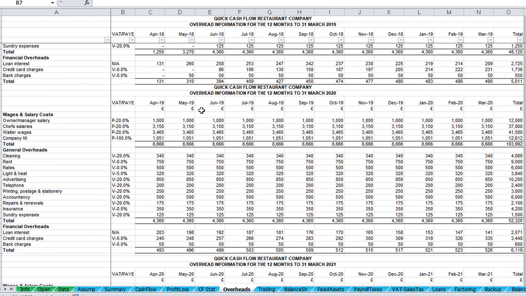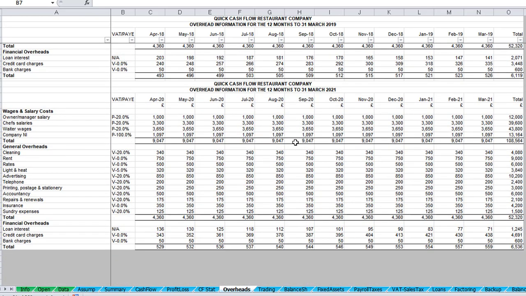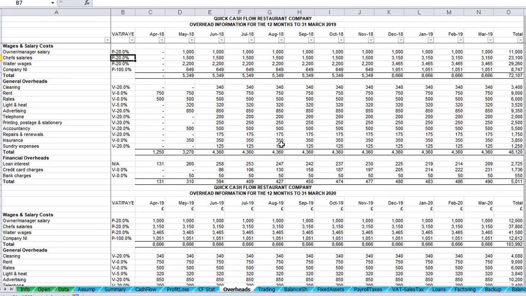And in a similar way, you've got the second 12 months and then the third 12 months, giving you a 3-year or 36-month forecast.